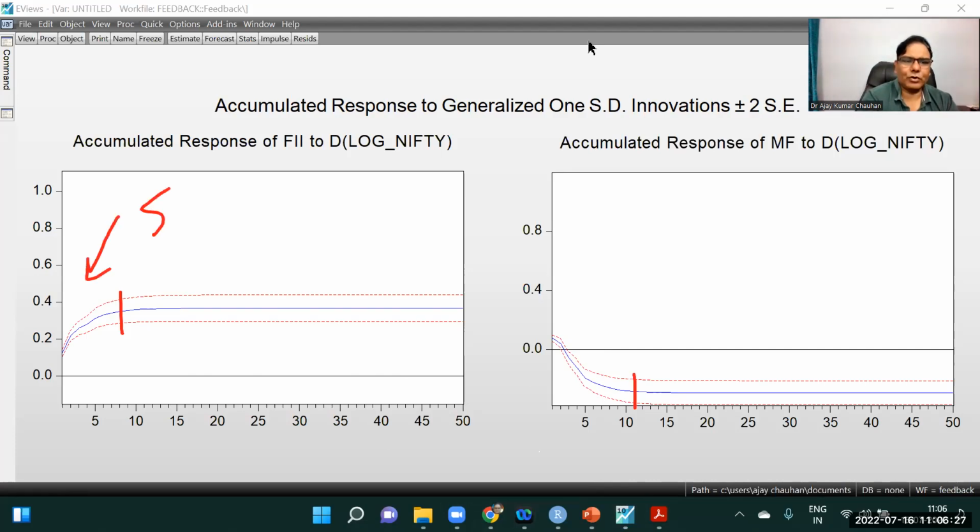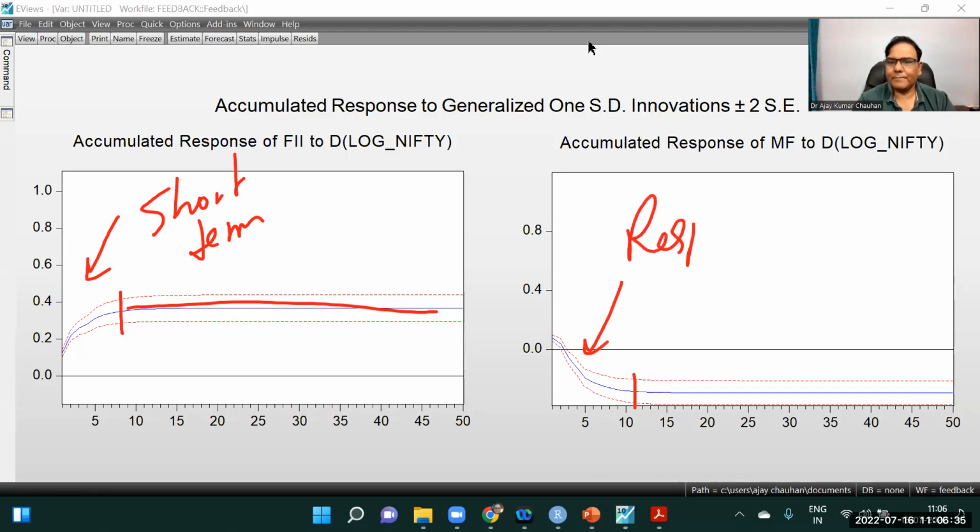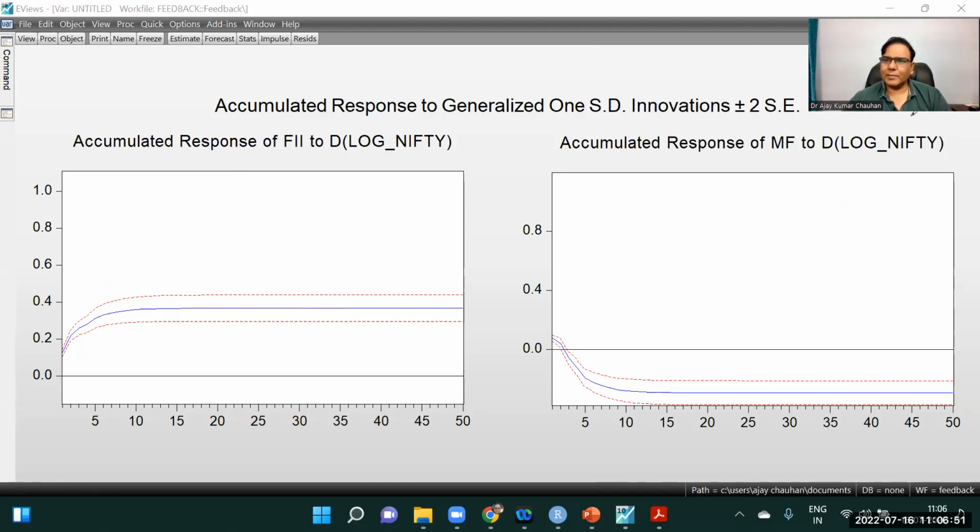So this is known as short-term response. After that, the effect will die. This is the response period. After this response period, the effect will die. So you can study in how many days the response of one market to the unexpected movement in the other market will die. So we can do a lot of study by looking at the impulse response function, which is one of the important outputs from a research paper using VAR.